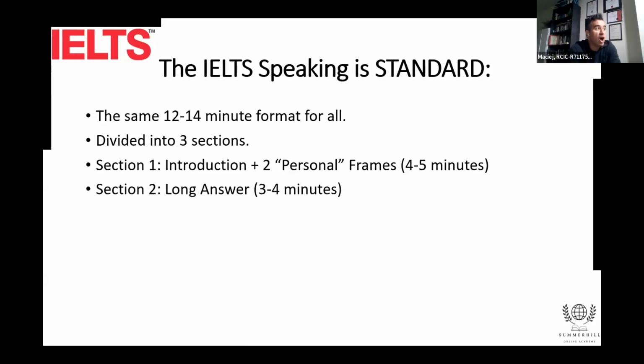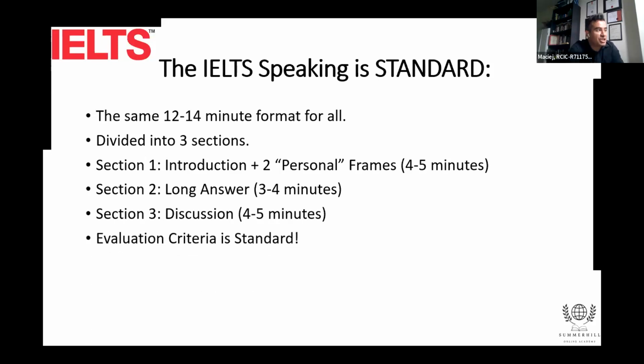But for section two, the long answer is about 3 to 4 minutes. I would generally say a lot of people fail this question, but it doesn't matter so much. Section three is the most important section in IELTS. So if you're doing IELTS speaking and you get into problems in the first or second question, don't worry, keep going, because as long as you do well in section three, you will actually get a higher band.